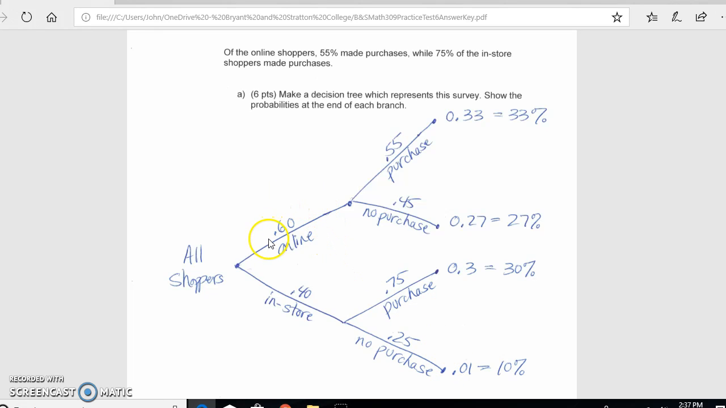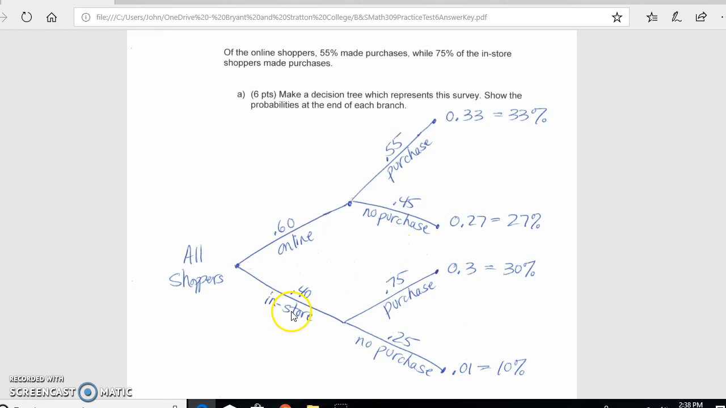So we can take 0.60 and multiply that by 0.55, and that gives us 0.33 or 33%. What that means is 33% of the shoppers were online and they made a purchase. If we take 0.60, multiply it by 0.45, we have 0.27 or 27%. That means 27% of the shoppers were online and made no purchase.